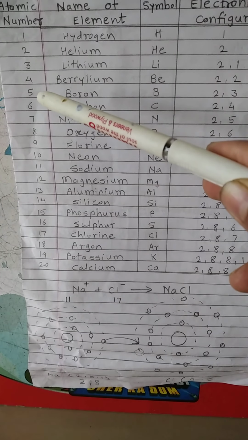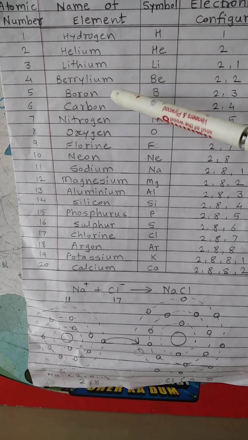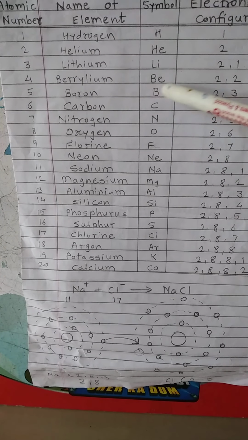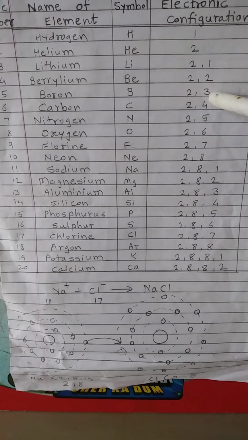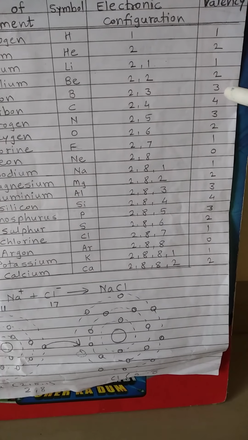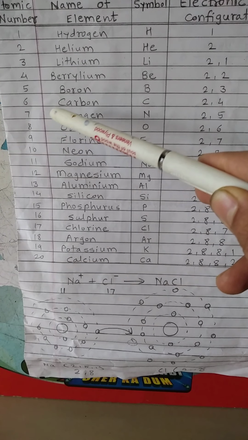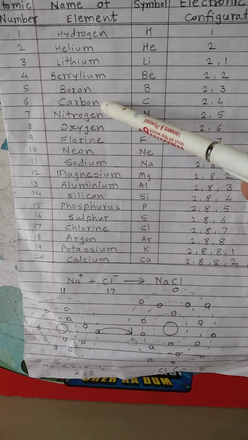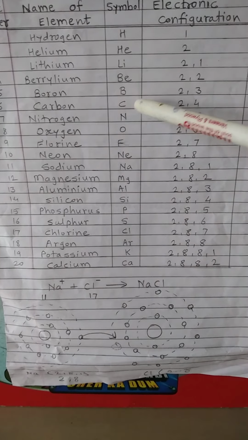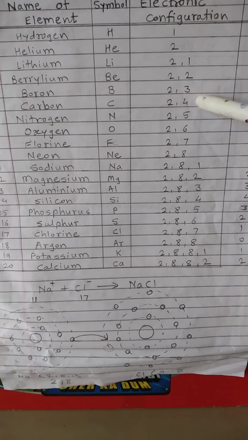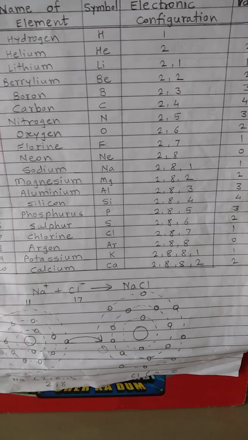Then atomic number 5, name of element boron, symbol B, electronic configuration 2 3, valency is 3. Then atomic number 6, name of element carbon, symbol is C, electronic configuration is 2 4, valency is 4.